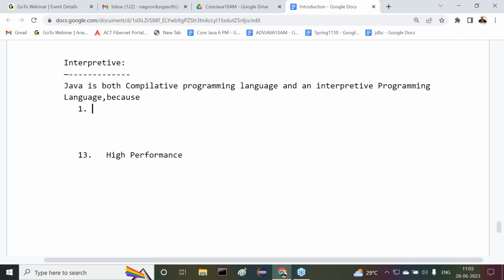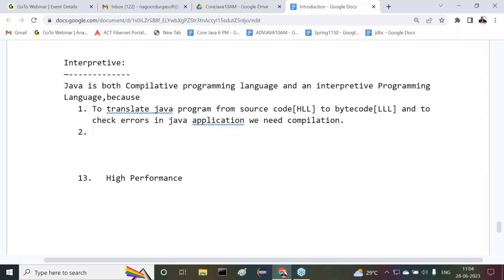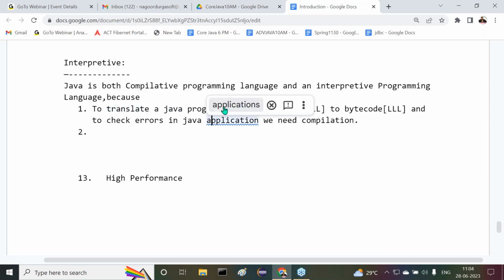Now, point number one: to translate a Java program from source code to bytecode. Sir, am I right or not? Source code is our written code. Bytecode is what we get after compilation, when a .class file is generated. This source code is a high level language, and bytecode is a somewhat low level language. From high level to low level conversion, we require compilation. To translate a Java program from source code to bytecode and to check errors in a Java application, we need compilation. So Java is a compilative programming language. Everybody understand it clearly now.